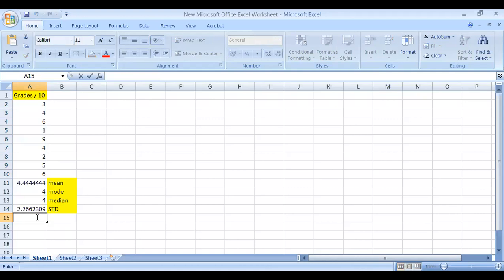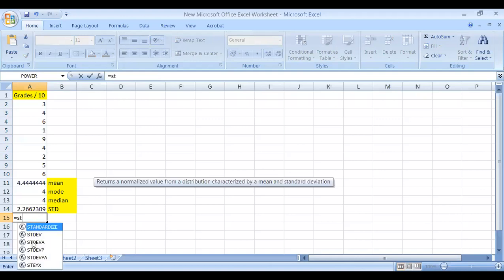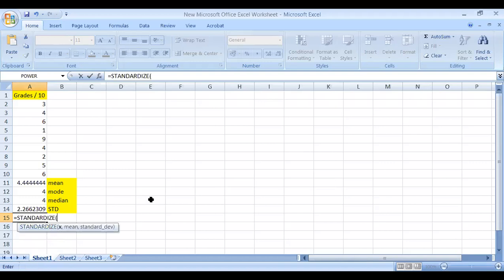To normalize this data, or to standardize this data, we use a function that's called STANDARDIZE, right? See, this is the STANDARDIZE function. And then what are the arguments you need to tell it? You need to tell it about the mean. So the mean was 4.44, right?